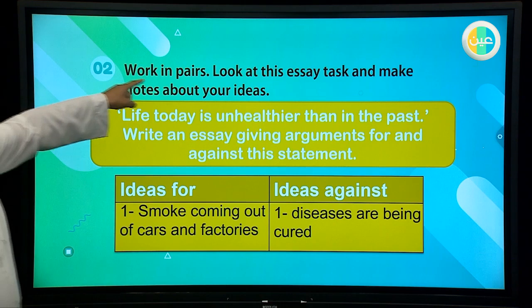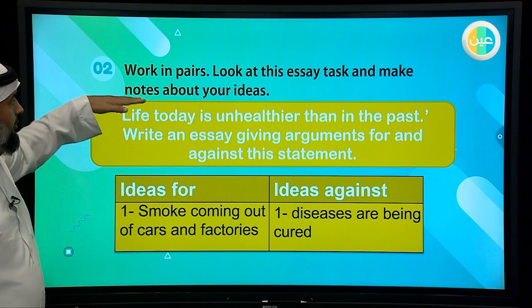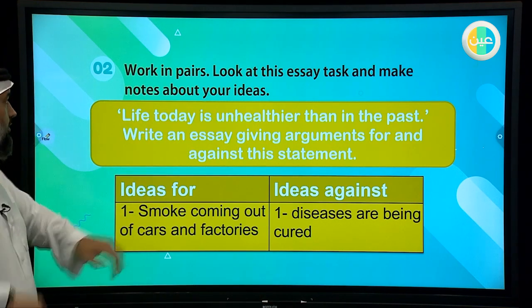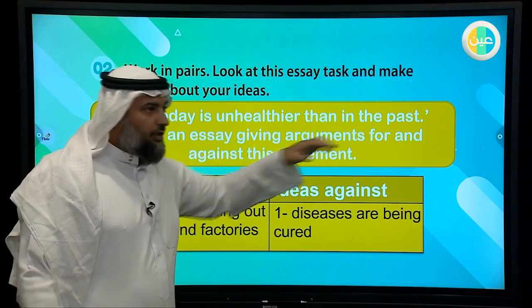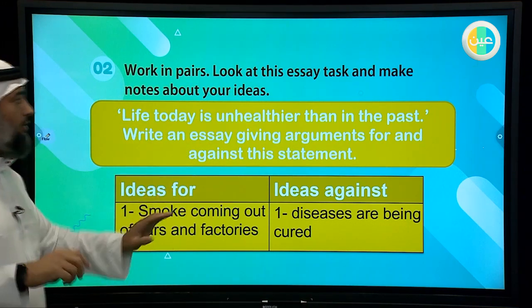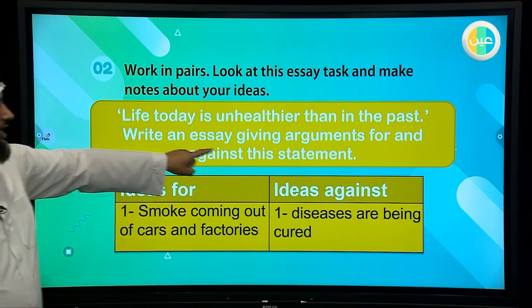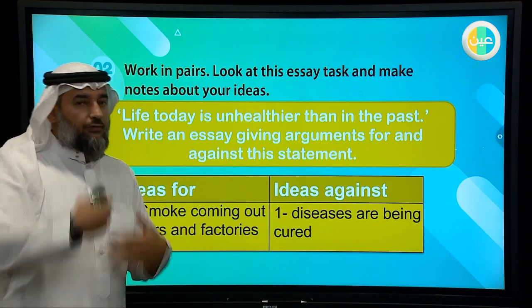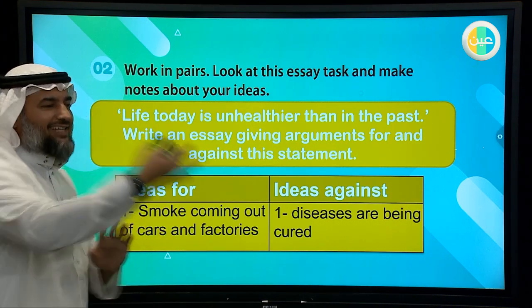Now, work in pairs. Look at this essay task and make notes about your ideas. So make notes. Write your notes. Life today is unhealthier than in the past. This is the task. Life today is unhealthier. It's not good. It's not healthy. In the past it was healthy. Write an essay giving arguments for and against this situation. You are for and against. Write one essay talking about for and against.